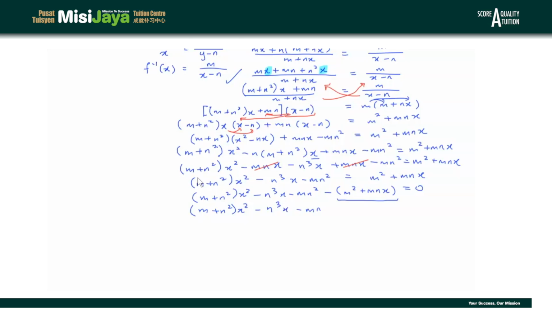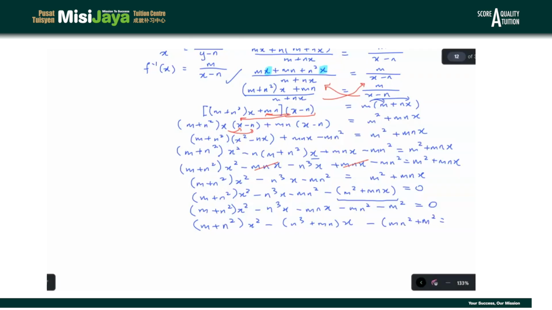So the negative mnx at the back, bring it to the front. Then minus mn square, and after that, minus m square. I'm just rearranging it, okay? Then the next step, (m+n) square, and then x square minus, okay, this one we can factorize the x out. After that, this one we can write this way: mn square plus m square, and it equals 0.